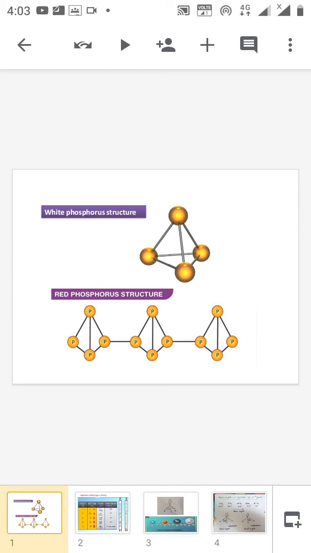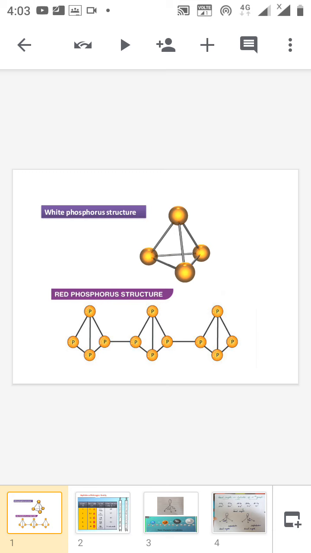The top one shows the white phosphorus structure. White phosphorus exists in a tetrahedral geometry, but even then the bond angle is 60 degrees. Due to this ring strain, white phosphorus is more reactive and readily reacts with air to form white fumes like P4O10.